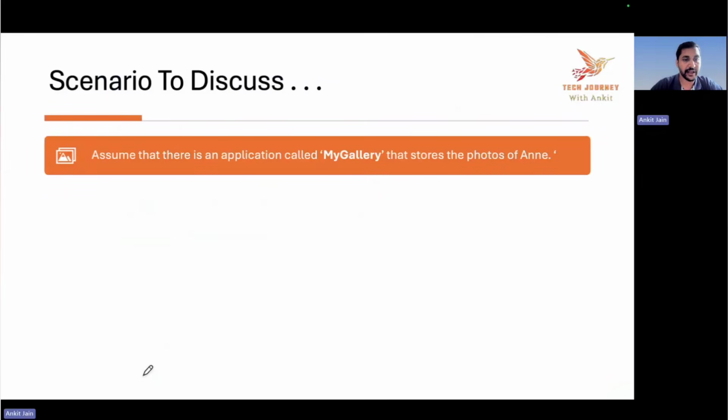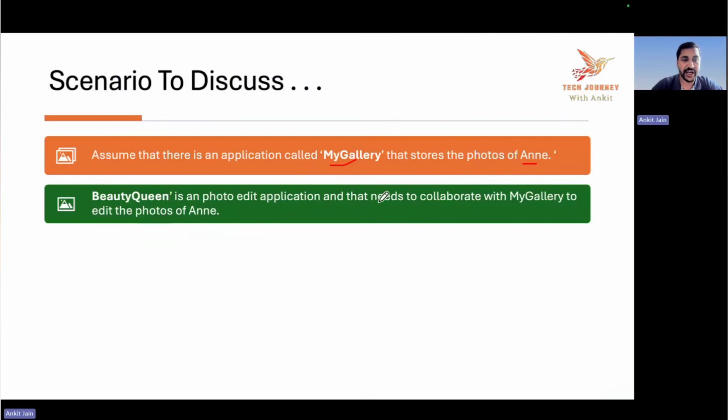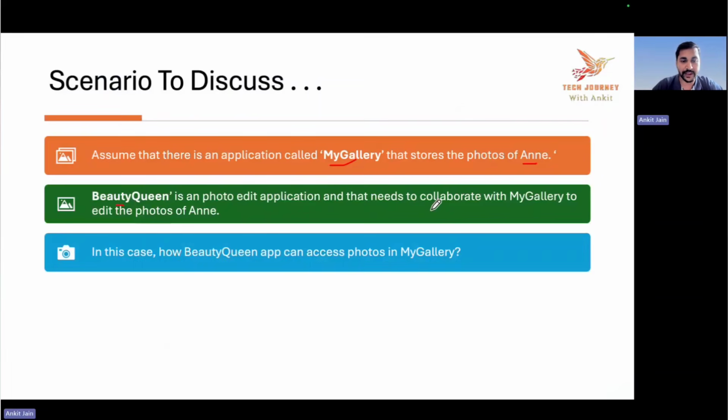So step number one here is, assume that there is one application and my application name here is Gallery. That application will store the photos of one person. Let's say that person here is Anna. Now, Anna has installed a Beauty Queen application on her mobile, which can help her edit her photos, right? But as I said, all the photos are available in the My Gallery. For the Beauty Queen application to perform the edit, it needs to access the photos which are available in the My Gallery.